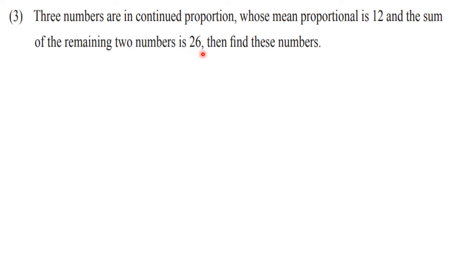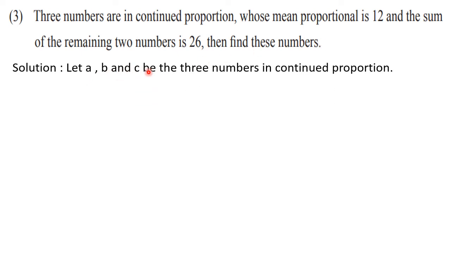That means if one number we take as x, the other number has to be 26 minus x because their sum is 26. Okay. So the remaining two numbers we will take as x and 26 minus x, and then we will use the property mean proportional square is equal to multiplication of remaining two numbers. Okay. So let's start. Let A, B, C be the three numbers in continued proportion. That means we are taking these three numbers as A, B and C. Then from the given information, we can write down that B is equal to 12. See, the mean proportional means B is equal to 12.